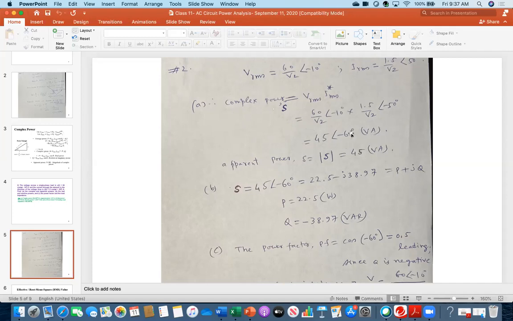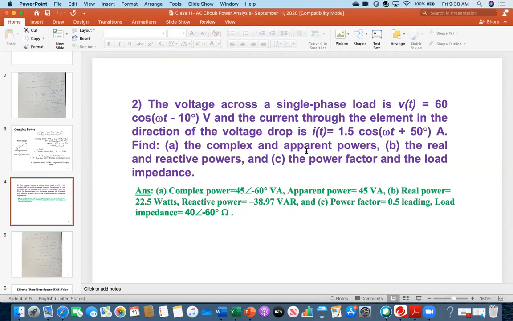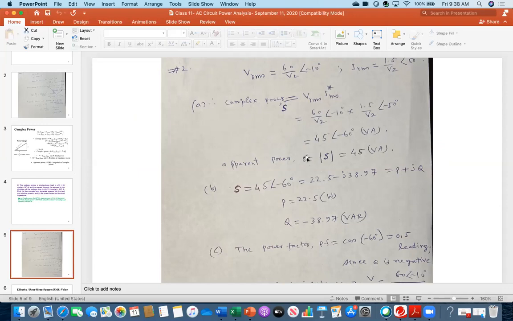Once I get the complex power, the second question was the apparent power. Apparent power is the magnitude of the complex power. So this means the 45.